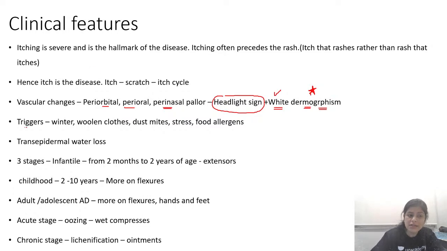Then there are certain triggers for aggravation of the itch in atopic dermatitis. You will see an aggravation in seasonal changes like winter. Winter is definitely an aggravating factor for atopic dermatitis because obviously the humidity levels in the environment are much lower. That makes the skin even drier than what it already was, and hence aggravates the atopic dermatitis. Woolen clothes, the fibers of the woolen clothing, do irritate the skin.